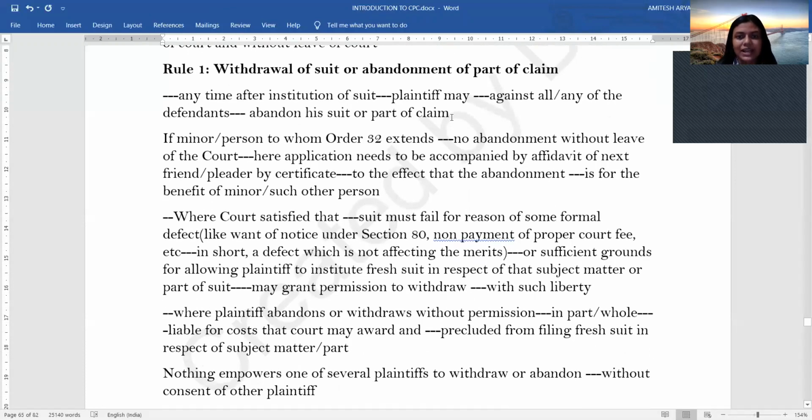And if the court is satisfied that the suit will fail for formal defects, like a want of notice under Section 80, non-payment of court fee, etc., or that it is a defect which is not affecting the merits, or there's a sufficient ground, the court can allow that, okay, you go withdraw, and you can institute a fresh suit in respect of the same subject matter. There, the court may grant that permission to withdraw with the liberty to come back with a fresh suit. However, if the plaintiff is not taking permission and abandons or withdraws the same, the court can not only award costs, but you will also be precluded from filing a fresh suit in respect of the subject matter or the part that you have withdrawn.